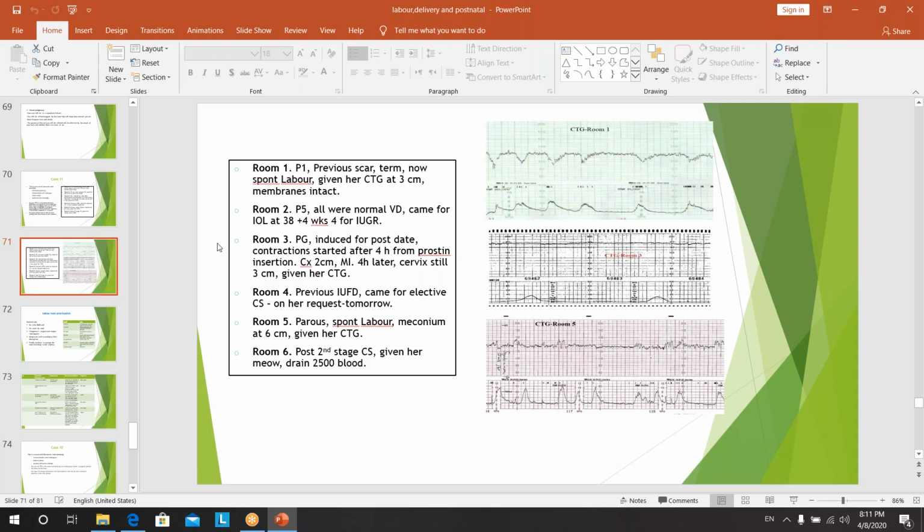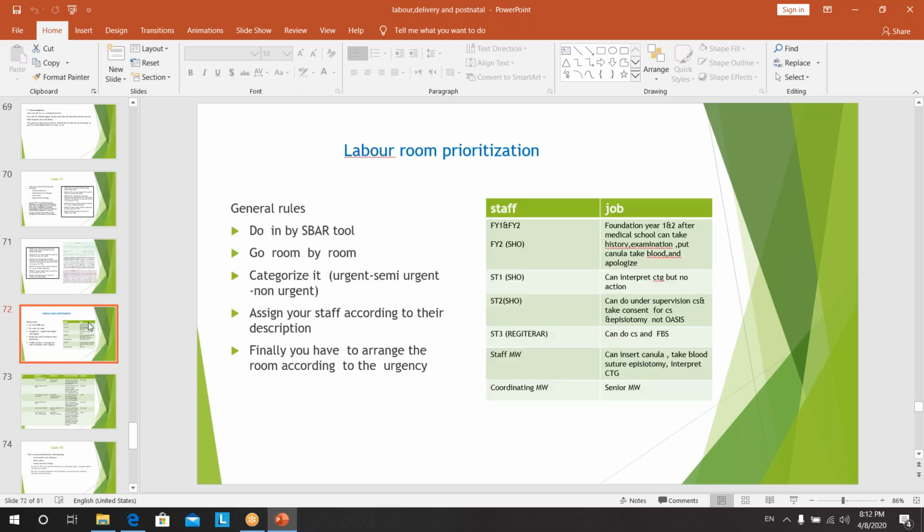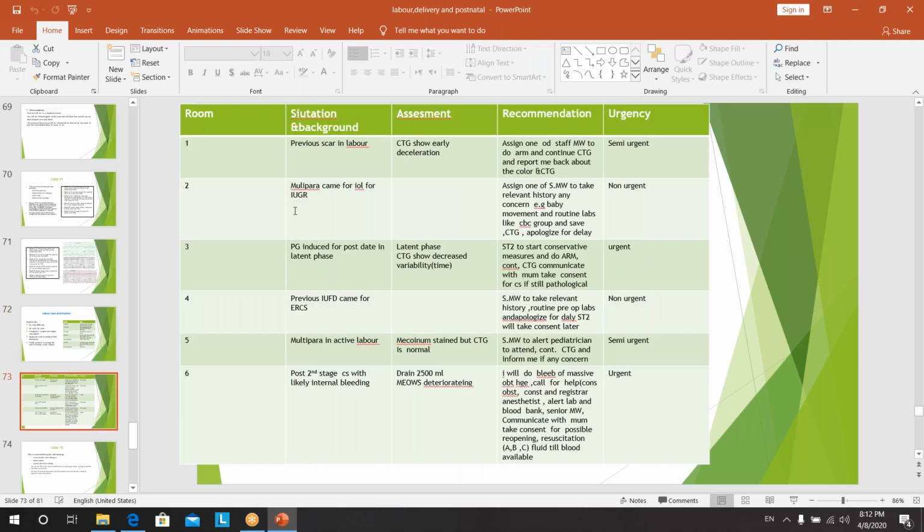According to room 2, this is para 5, multipara, all normal deliveries, came for IOL at 38 plus 4 weeks for IGR. Okay, this is a non-urgent case. This is the situation. Multipara came for IOL for IGR. No assessment till now. I will assign one of the staff midwives to take relevant history from this patient, like the baby movement, to do the routine labs like CBC, group and save, and do CTG. And as you mentioned, apologize to the patient for any delay. This is a non-urgent case.